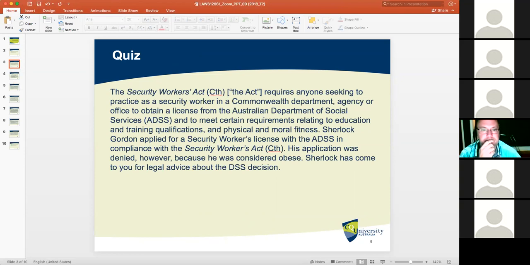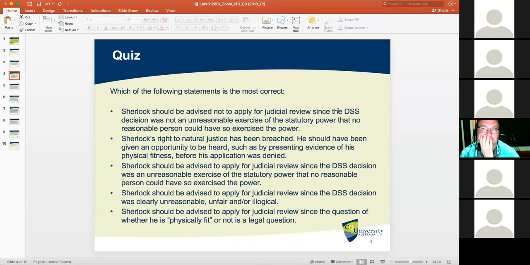All right. The Security Workers Act, Commonwealth Act, requires anyone seeking to practice as a security worker in a Commonwealth department, agency, or office to obtain a license from the Australian Department of Social Services and to meet certain requirements relating to education and training qualifications and physical and moral fitness. Sherlock Gordon applied for a security workers license with the ADSS in compliance with the Security Workers Act. His application was denied, however, because he was considered obese. Sherlock has come to you for legal advice about the DSS decision.